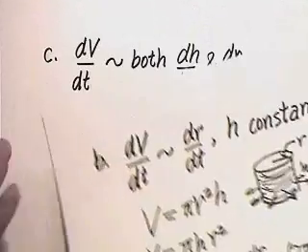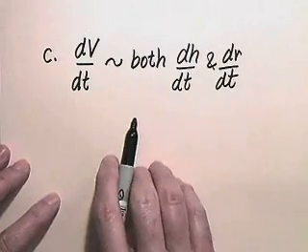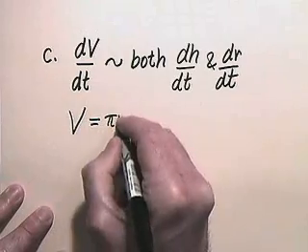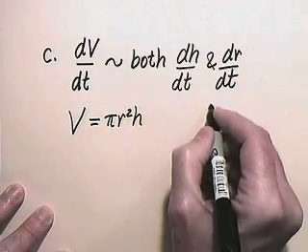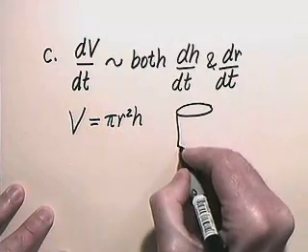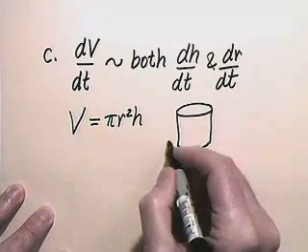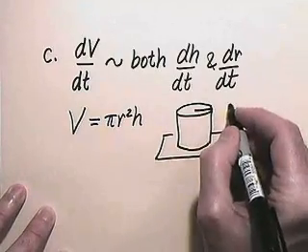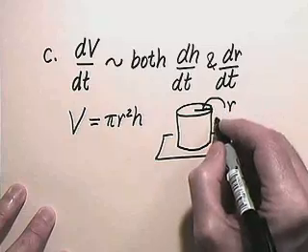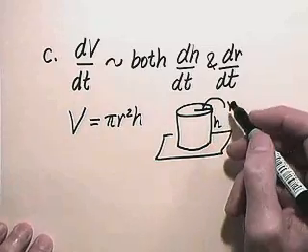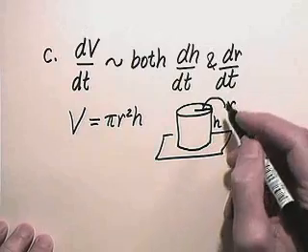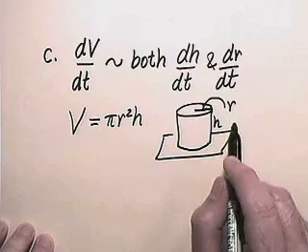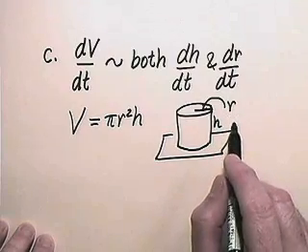This time, we're not going to allow anything to be constant, so we're going to look at our equation V equals pi r squared h for the volume of our right circular cylinder. And now let's think of the base of that cylinder as sitting on a fixed plane. It has a radius r and a height h, and we're going to allow both r and h to change, and just to be definite for our thinking, we'll think of them as increasing, but in reality they could be increasing or decreasing. We don't know how they're changing.